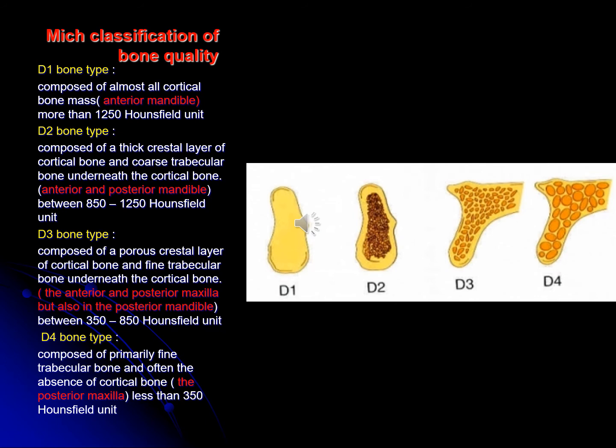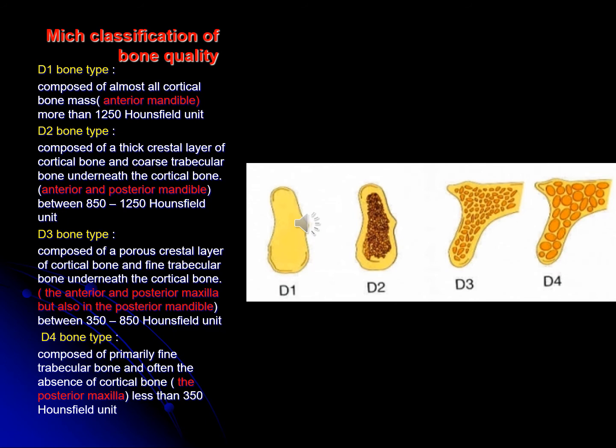Another type of bone is the D2 bone type. This bone is composed of a thick crestal layer of cortical bone and a dense core of trabecular or cancellous bone. This type of bone, we can find in the anterior and posterior area of the mandible. The density of the bone will be between 850 and 1,250 Hounsfield units.